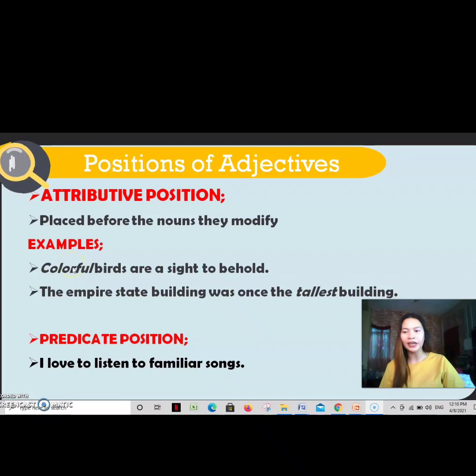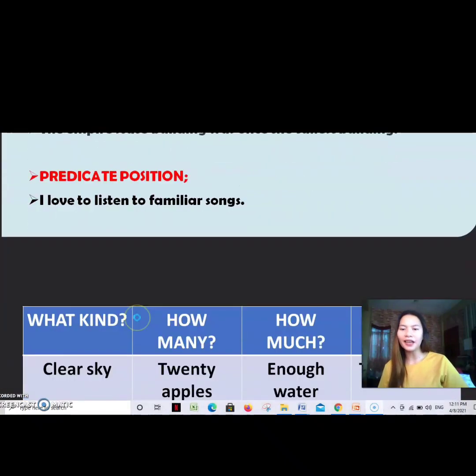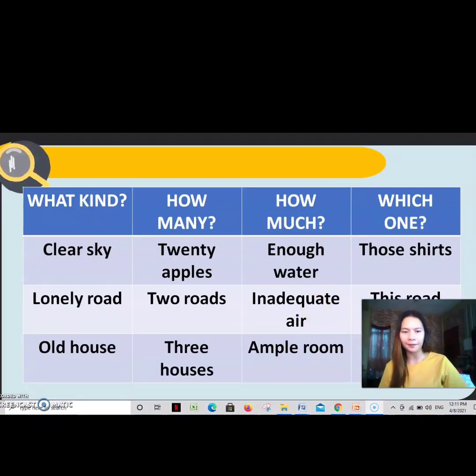Next example, the Empire State Building was once the tallest building. So we have here tallest as your adjective that modifies the noun building. We have here also the predicate position. So I love to listen to familiar songs. So we have here the adjective familiar and we have here the verb listen. Let us proceed to this chart.